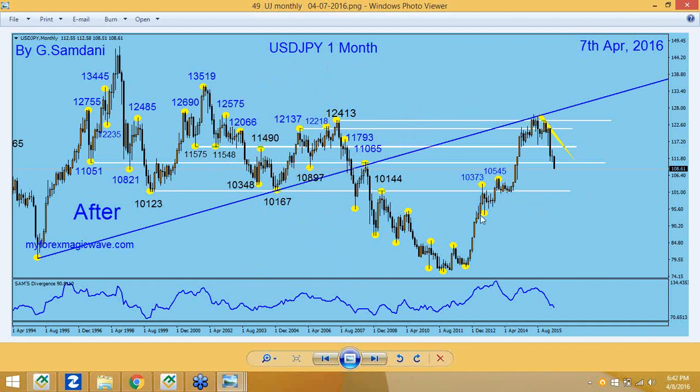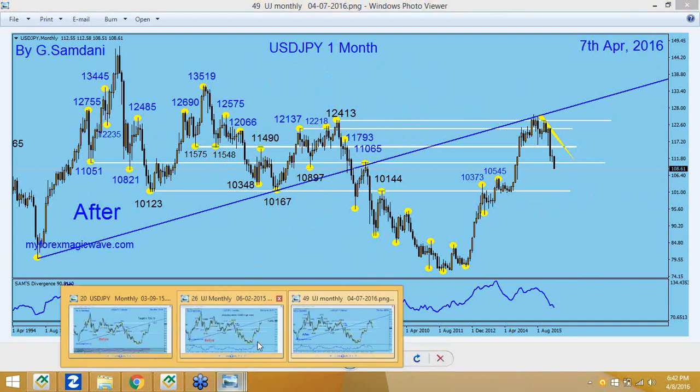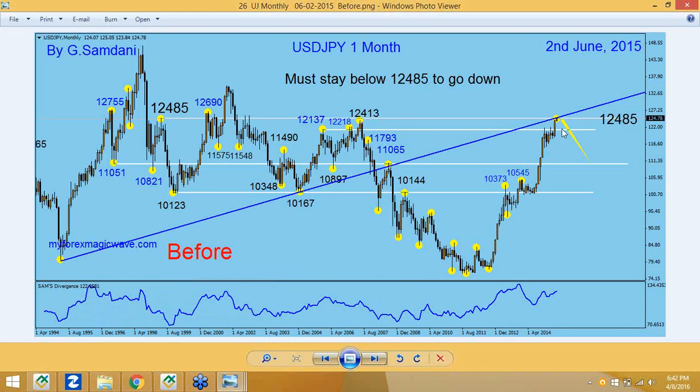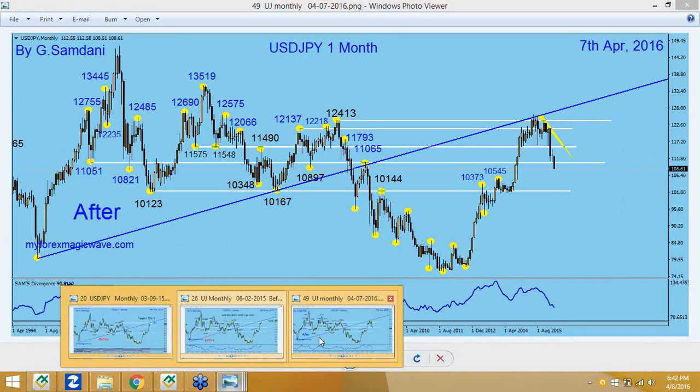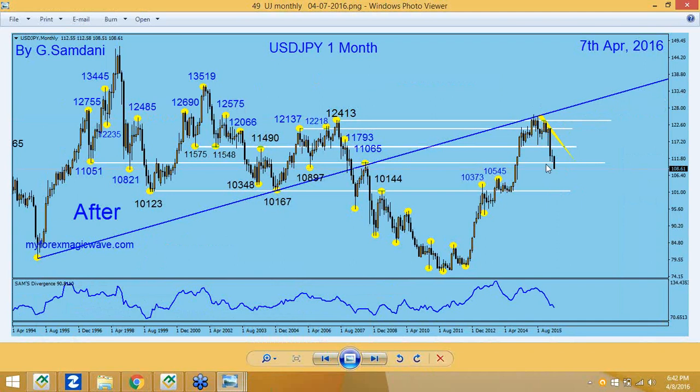USD/JPY, one monthly chart. So okay, now this one. Basically, we're supposed to come down here all the way, right? And every time it goes up, leave it alone, and every time it starts coming down, trade it.